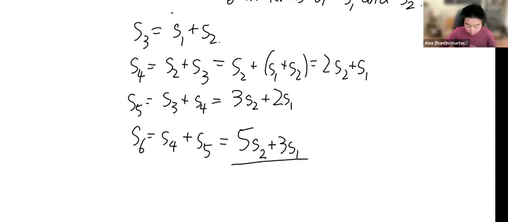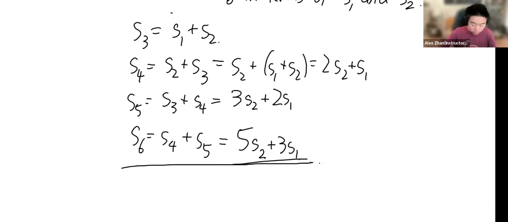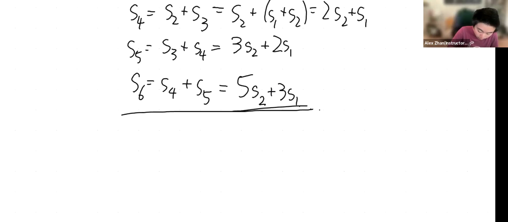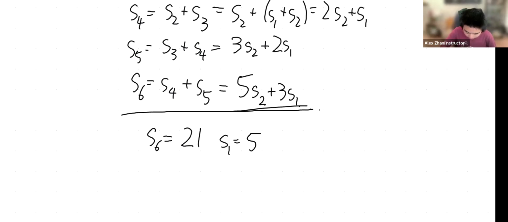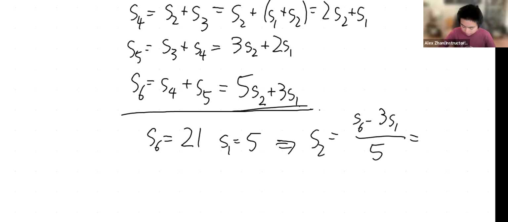So now we can solve for S2, because we are already given that S6 was 21 and S1 was equal to 5. So S2 is equal to S6 minus 3S1 over 5, which is just 6/5. Okay, so this is a rather simple recursive problem.